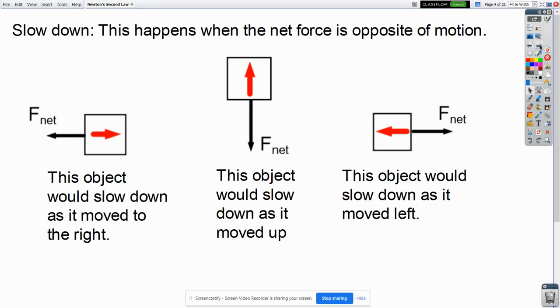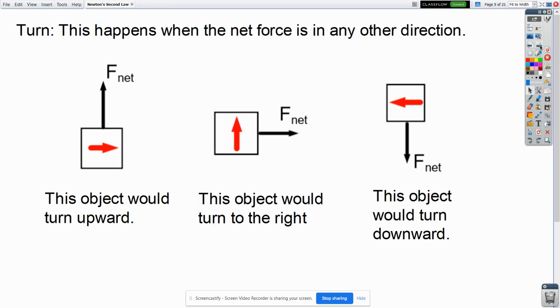So when a net force is applied to an object in the same direction as its motion, it will speed up. Opposite direction of its motion, it will slow down. In any other direction, it will cause the object to change direction. It will turn. Now, I drew these all perpendicular because if that net force is perpendicular, that's all that will happen. The only thing that will occur is the object will turn.